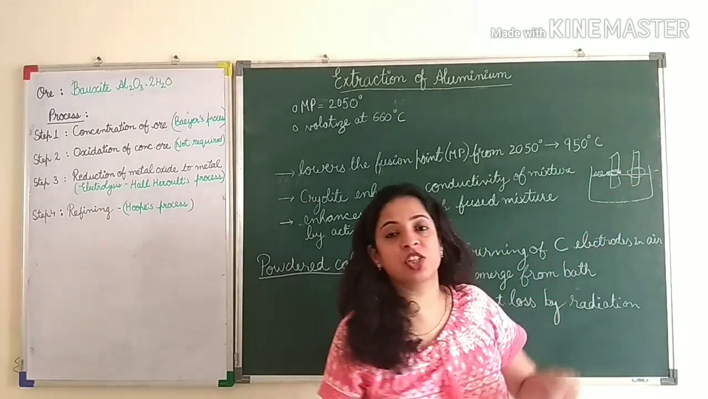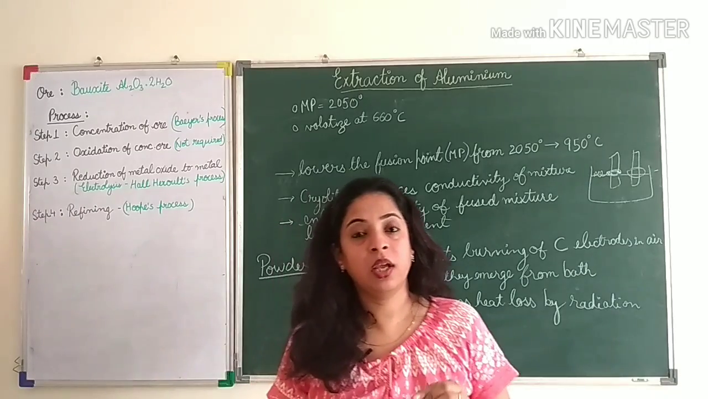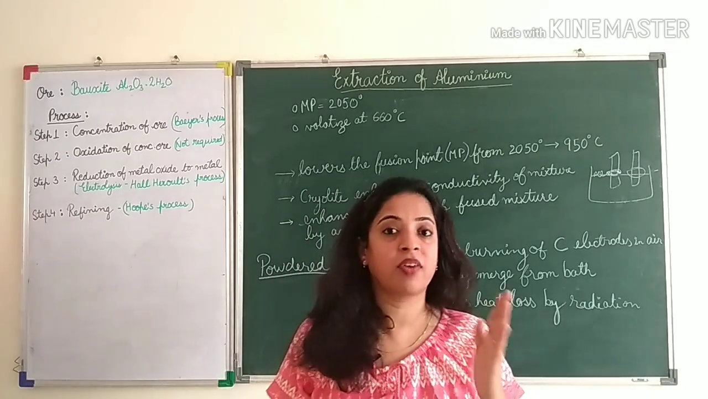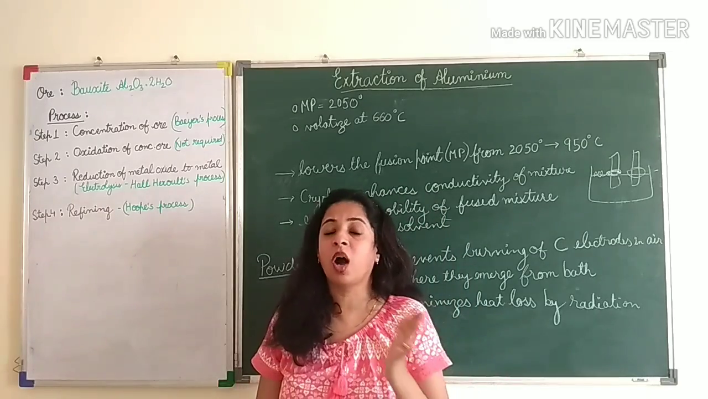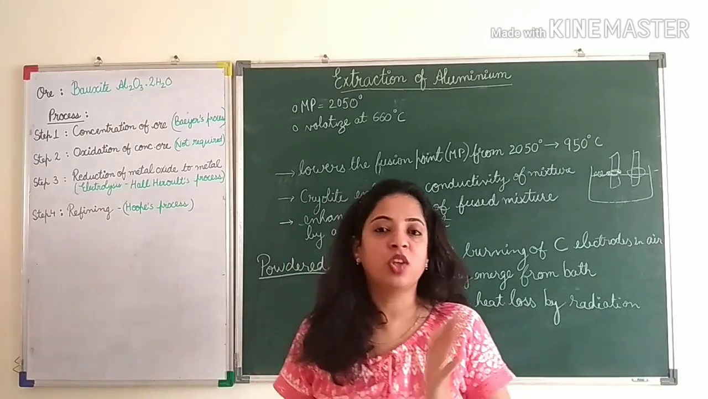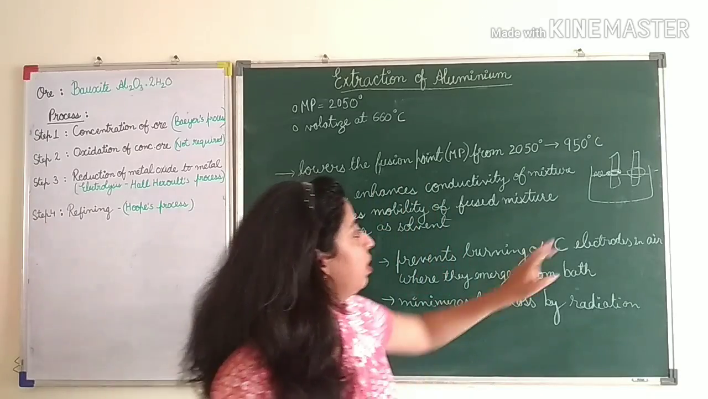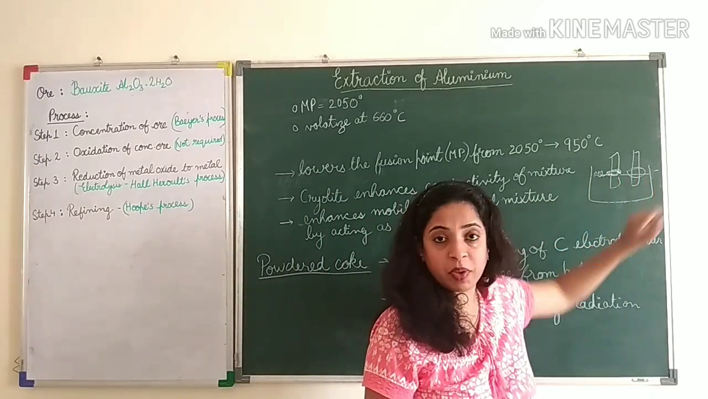So at the junction, if the carbon gets oxidized, it will turn into carbon monoxide, and in turn it will form carbon dioxide and get eroded. So to prevent that, powdered coke is sprinkled.